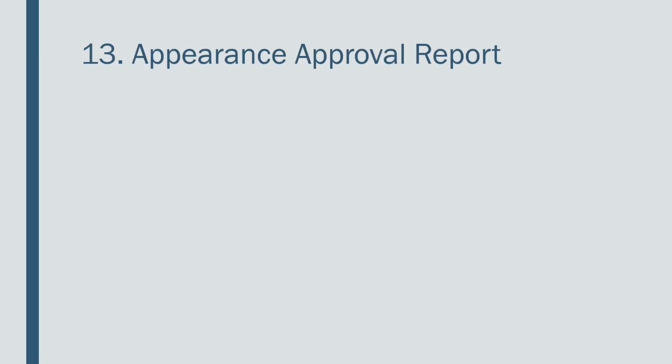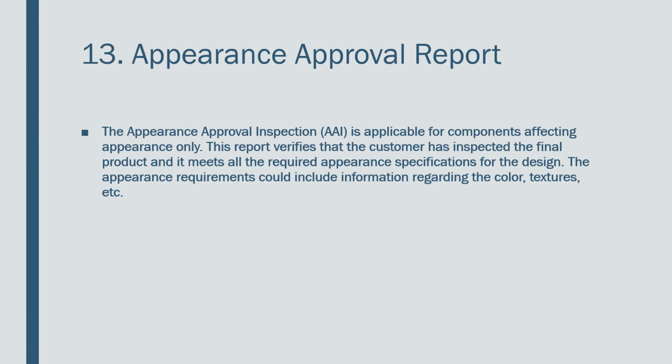The 13th element of PPAP is appearance approval report. The appearance approval inspection is applicable for the component which affects the aesthetic point of view. This report verifies that the customer has inspected the final product and that it meets the required appearance specifications as per the design record. The appearance requirement should cover the color, textures and the appearance, etc.